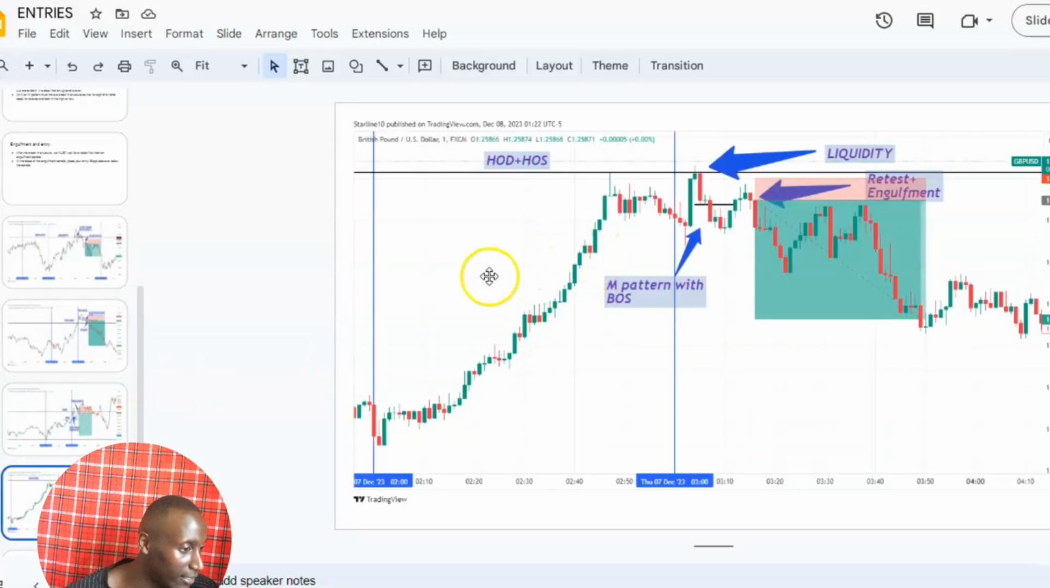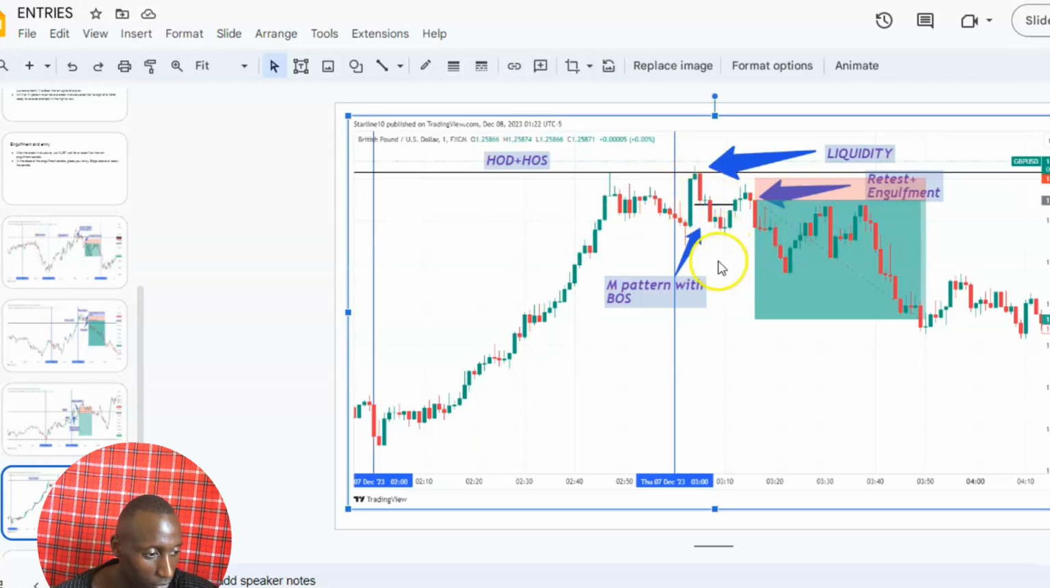And then lastly, looking at the British pound. This was a trade I took yesterday. It was a beautiful trade setup. We have the first hour setting the high of the day and the high of the session. Now, once we have the high of the day, high of the session triggered in the second hour, we have this M pattern with a break in structure, and then price pulled back and gave us an engulfment candle. That was the entry for a nice move.